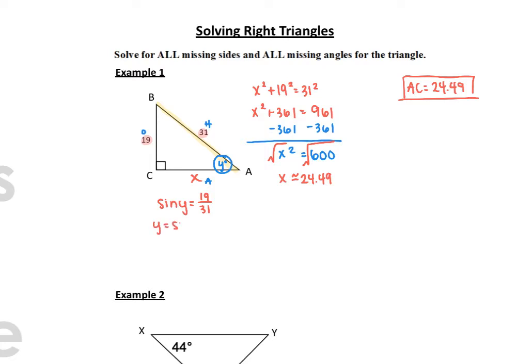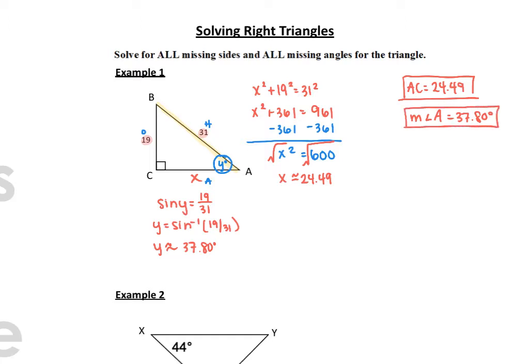So it's going to be inverse sine 19 divided by 31. That's going to give us y. So second sine 19 divided by 31, you get 37.80. So the measurement of angle A is 37.80 degrees.